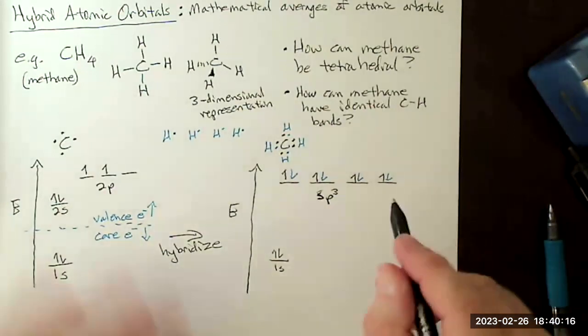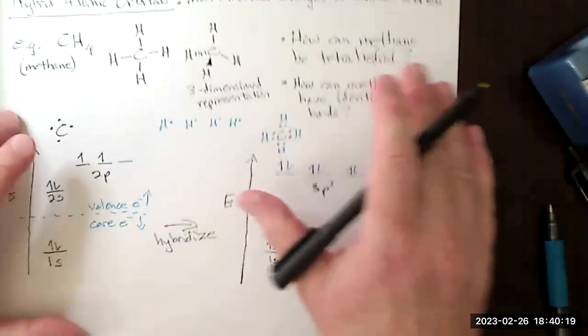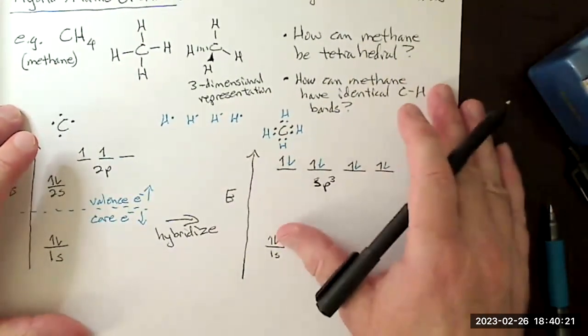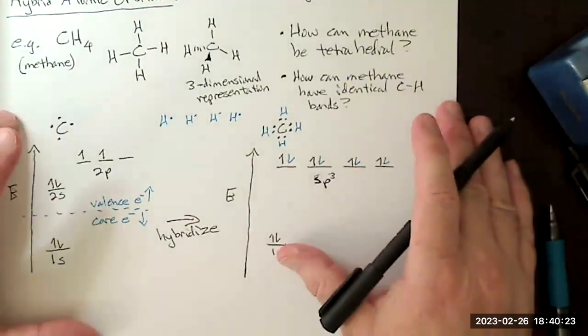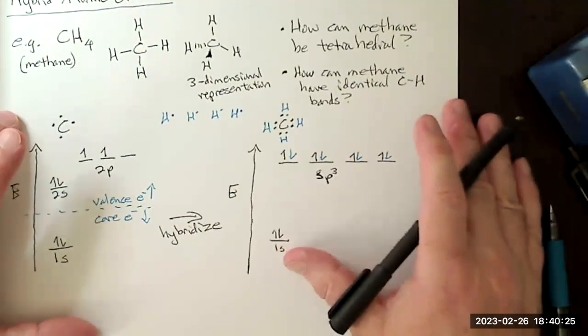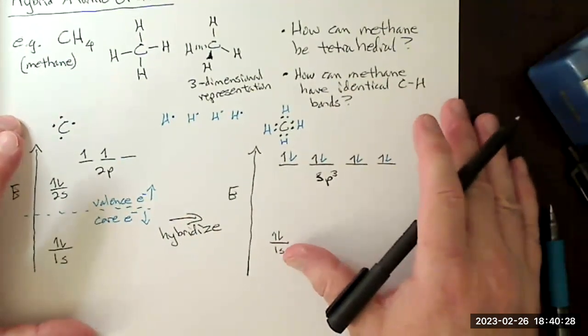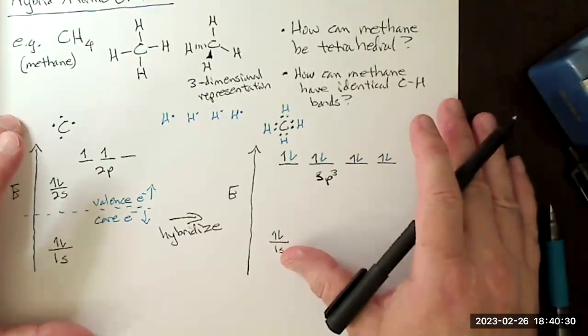So hybrid atomic orbitals will explain the structure or the shape, geometry of atoms, and also how many bonds that atoms will tend to form.